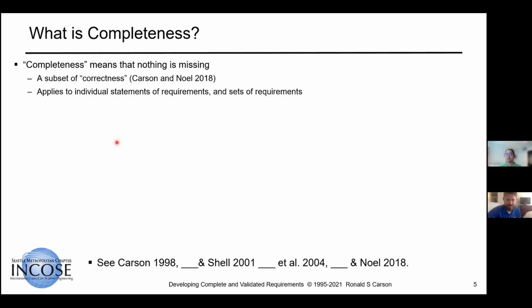And I've had a number of papers on these. Even my first paper, 95, much of the discussion, and I watched the video, was about completeness. But explicitly, 1998, the paper I did, or the correspondence I did with Tony Schell in 2001, the requirements working group paper in 2004, and the paper with Bob Noel in 2018.